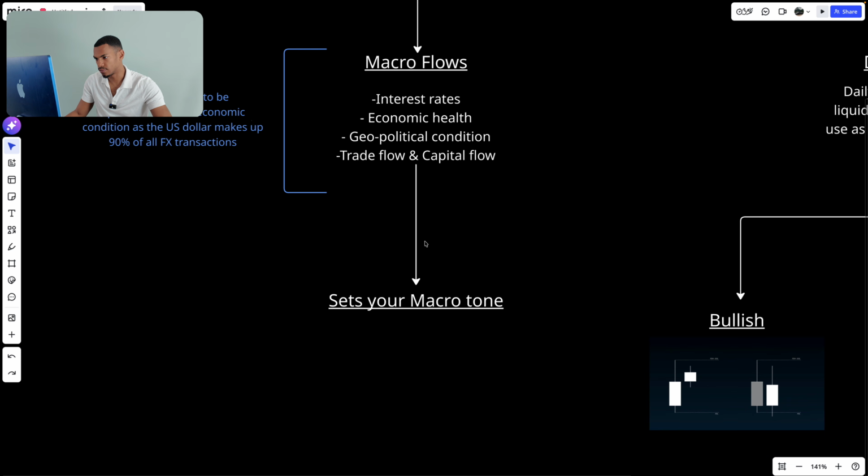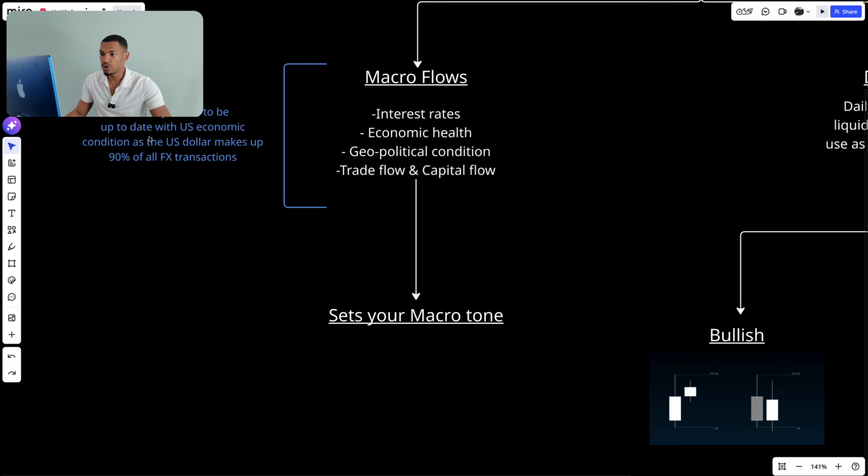So I'll show you this in a minute, but you always need to be up to date with the economic condition, or with the US economic condition, as the US dollar makes up 90% of all FX transactions.